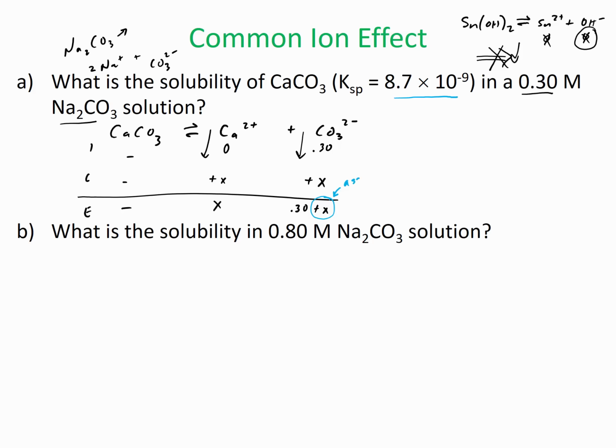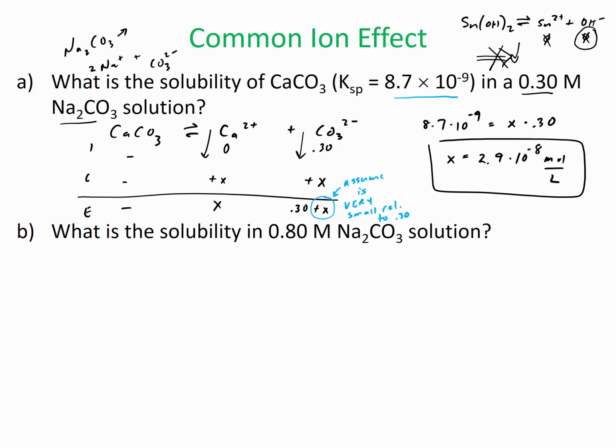So we're going to assume x is very small, and of course you could easily check that at the end, very small relative to the 0.30. So we're going to assume that that's 0, and it makes this much, much easier. So we'll solve for x. Our KSP is 8.7 times 10 to the negative 9th equals x times 0.30. So x in this case will be 2.9 times 10 to the negative 8th moles per liter.